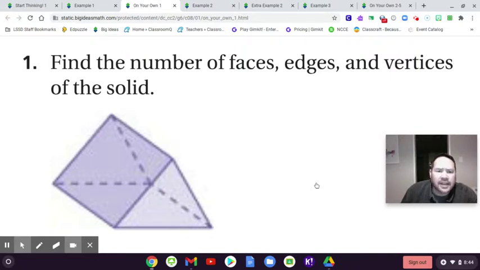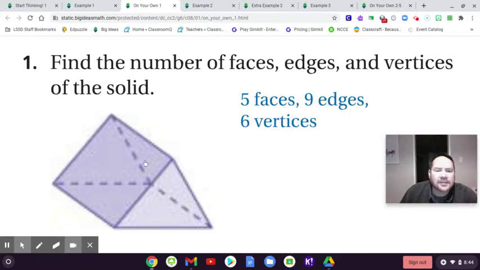Okay, here are our answers. So the faces, again, are like the flat parts. So we got 5 faces. This rectangle, the bottom rectangle, and the 2 triangles on the ends. 9 edges, because we have 3 segments for this triangle, 3 more for this triangle, connected by these 3 segments right here, a total of 9 edges. And the vertexes are the corners, the points. So we got 1, 2, 3 in the back and 1, 2, 3 in the front.